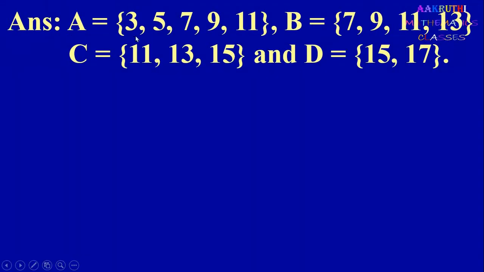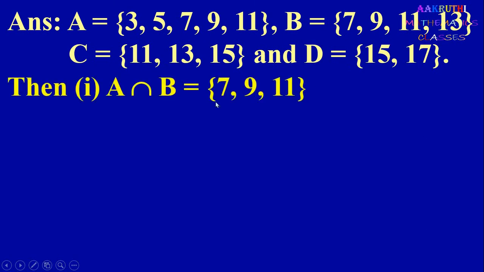Now here it is given A equal to {3, 5, 7, 9, 11}, B equal to {7, 9, 11, 13}, C equal to {11, 13, 15} and D equal to {15, 17}. Now first question, A intersection B, that is common element in A and B. Common element in A and B is 7, 9 and 11.